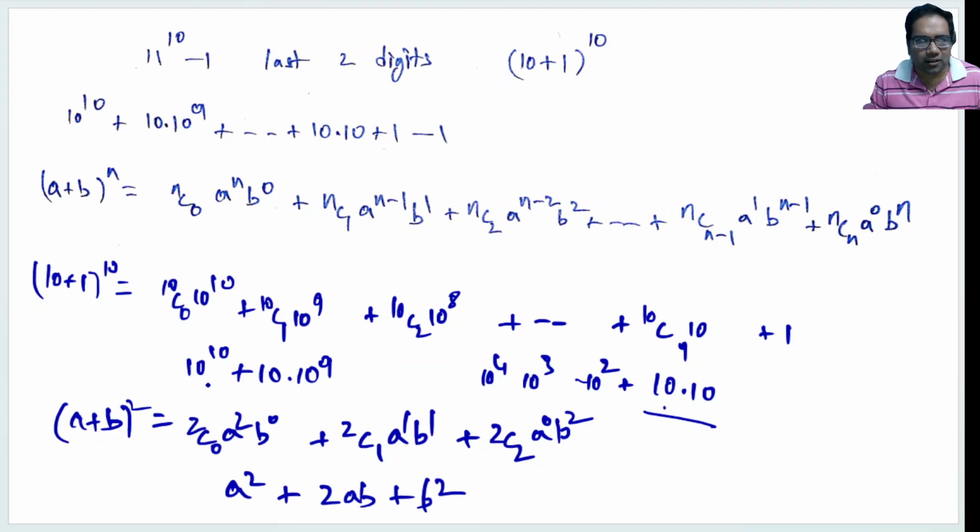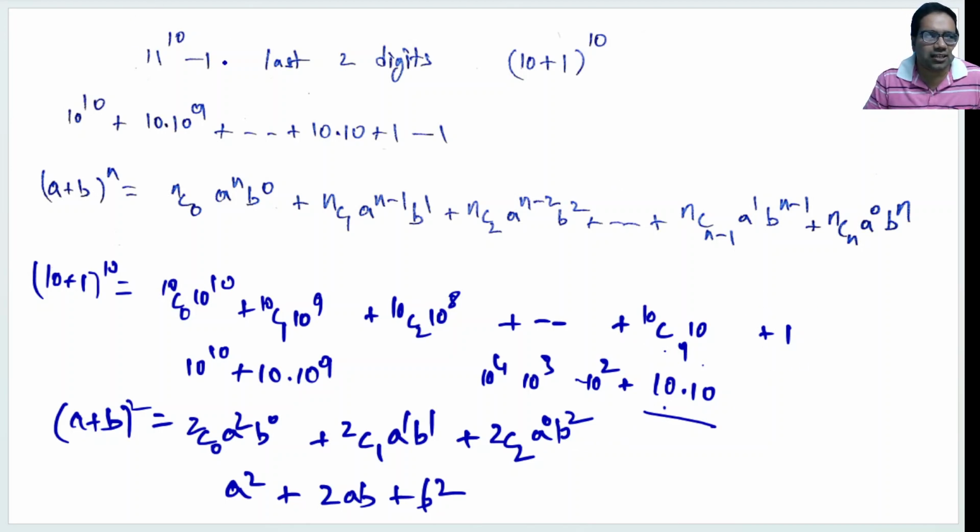So all of these terms have at least two zeros as their last two digits, and some have more. 10 power 4 will have four zeros, 10 power 3 will have three zeros, 10 square will also have two zeros. And the last one, 10C9 times 10, will also have two zeros, 10 into 10. Plus only one is left.